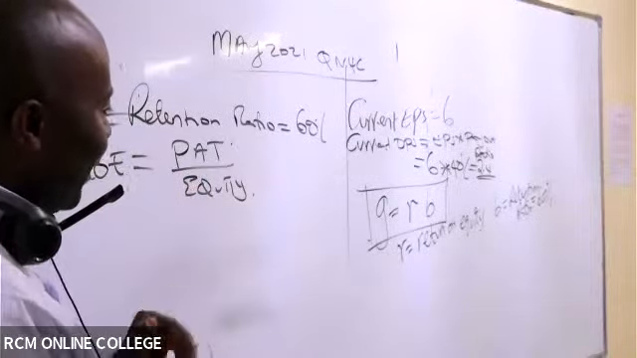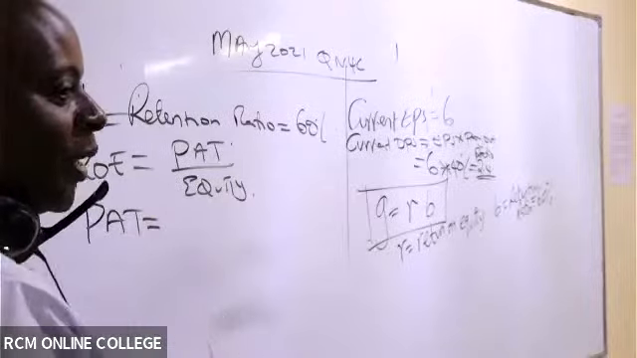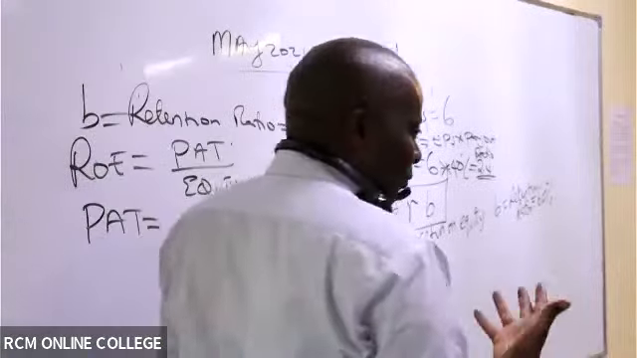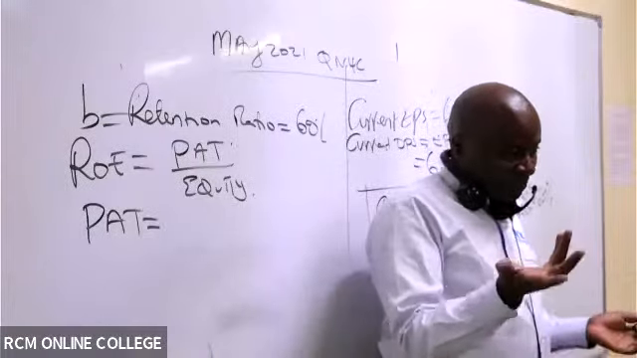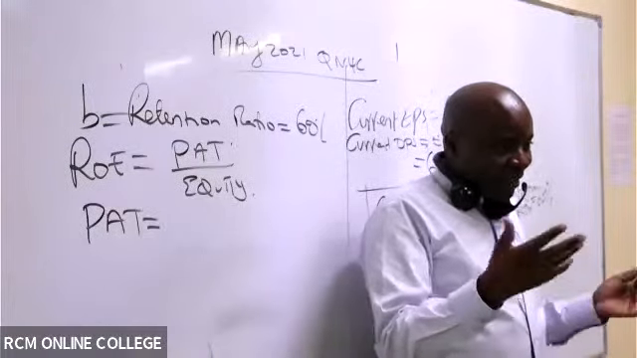Yeah. So then are you able to give me the profit after tax in this question? It's not that tough. Once I do another question, you'll be able to master this very, very well. 300,000.